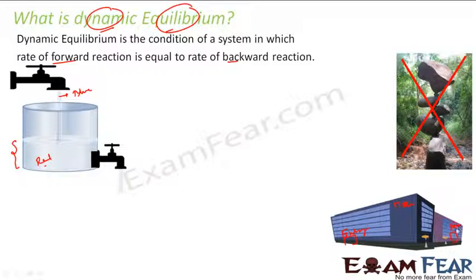And I assume that this is 4 p.m. evening time, and let's suppose 50 people are entering into this mall every minute, and 50 are coming out every minute. So the rate at which the people are going inside the mall and the rate at which the people are coming out of the mall is same.